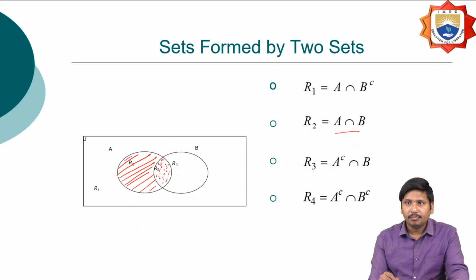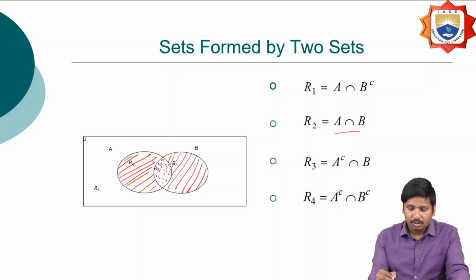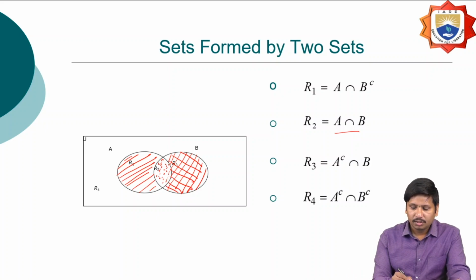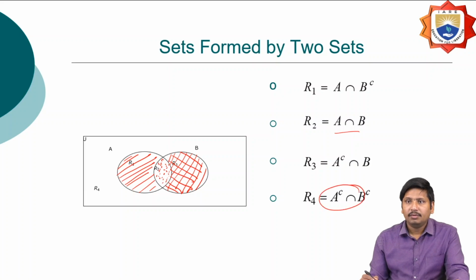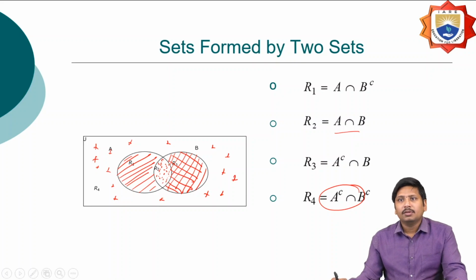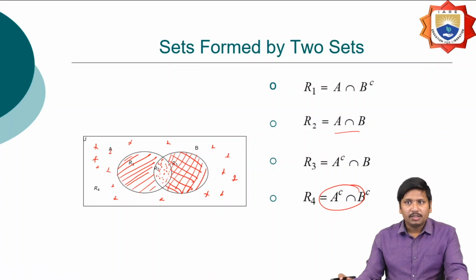And what is this region R3? So this region is A complement intersection B. So these are the elements which are present not in A. And R4 means A complement intersection B complement. So this is the region we're able to call A union B complement. So like this we are able to construct the Venn diagrams.